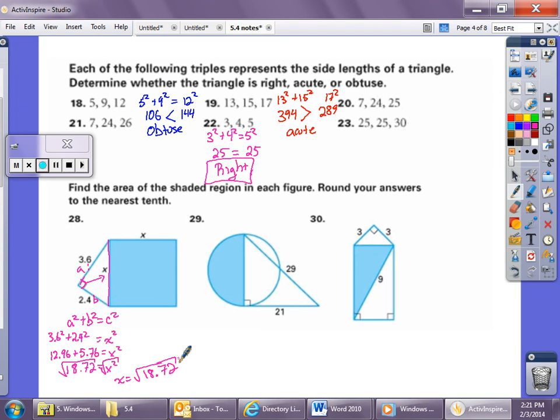Now watch what happens when we find the area. Area equals x times x. Well, x is radical 18.72 times radical 18.72. The area is going to be, you guessed it, 18.72 square units. And that's just how you use the Pythagorean theorem to find different areas. So we could use it to find all of these other areas. We'll go over some more of these in class. And yes, excellent.